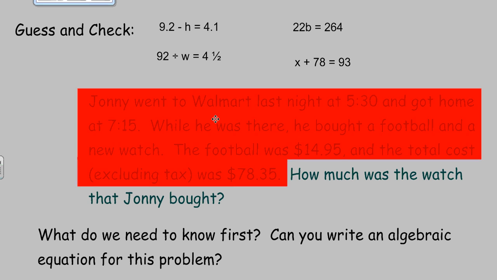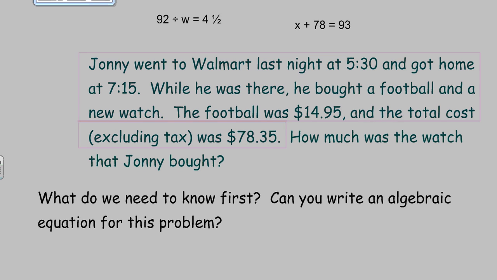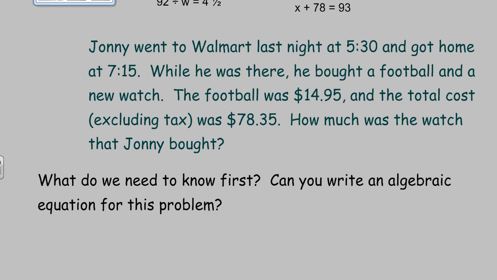All right? If we look at this question, Johnny went to Walmart last night at 5:30 and got home at 7:15. He bought a football and a new watch. If the football was $14.95 and the total cost, not counting tax, was $78.35, how much was the watch that Johnny bought? So we have to think about, what do we know first, and then can you try to write an algebraic equation for this problem? Solve this one then using the guess and check method.